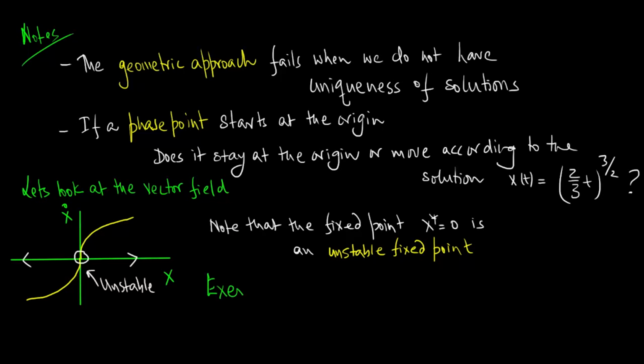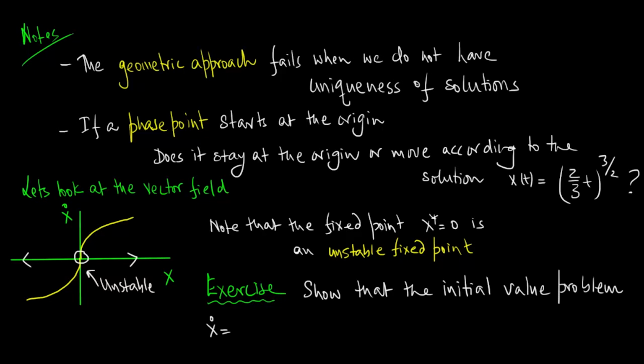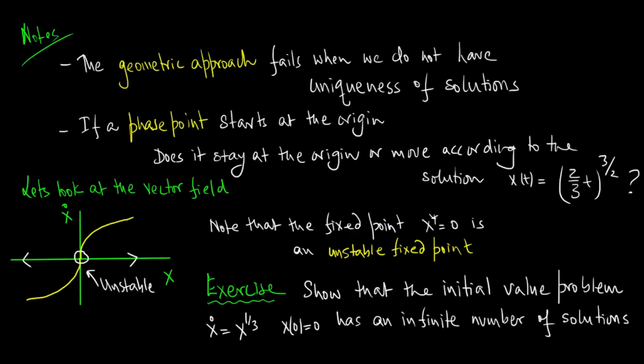Okay, so let's set out a much more challenging exercise for you. Can you go ahead and show that the initial value problem x dot is equal to x to the third, where x of 0 is equal to 0, actually has an infinite number of solutions?